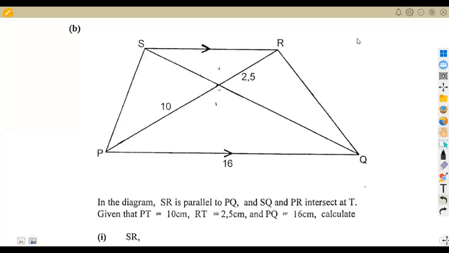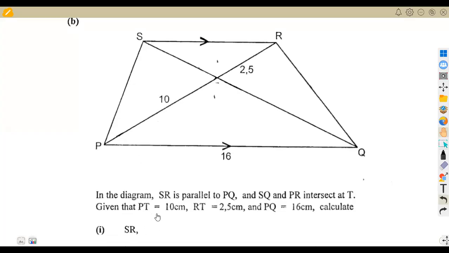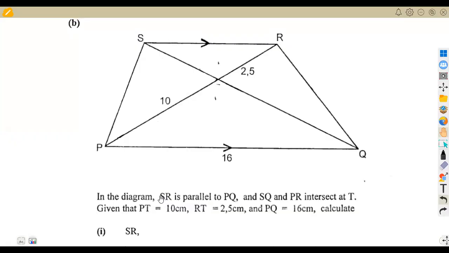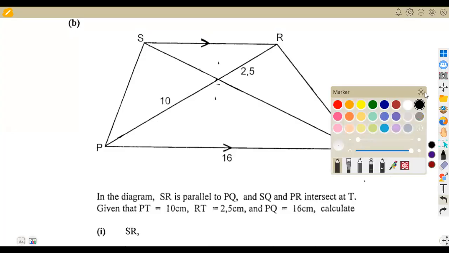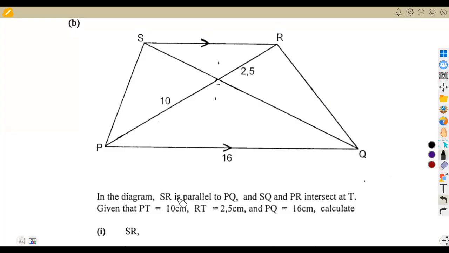All right, in this platform, we shall be focusing on the similarity concept. This one, it's a nice question that we have to learn a lot from our similarity concept. We have got in the diagram, SR is parallel to PQ. Actually, this is a parallelogram.